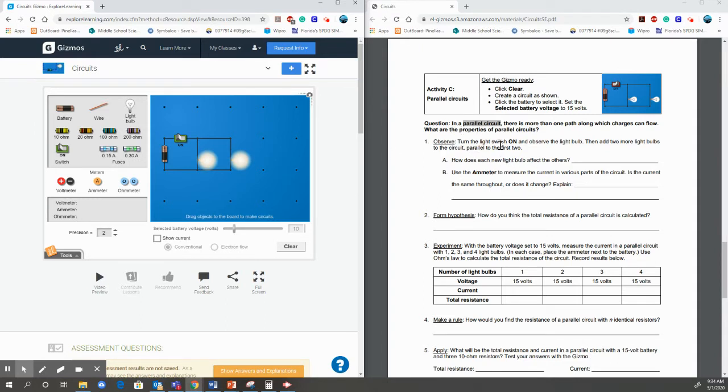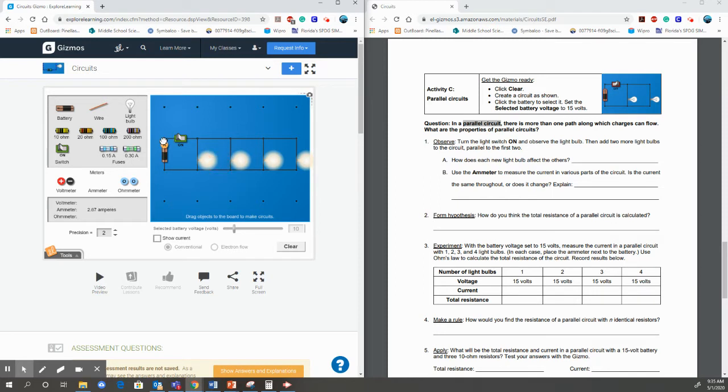So how does each light bulb affect the others? So we want to add two more light bulbs. Here we go. Connect them with wires, same brightness. And let's see if this one changes anything. Same brightness. So they don't really affect each other. They can all coexist.